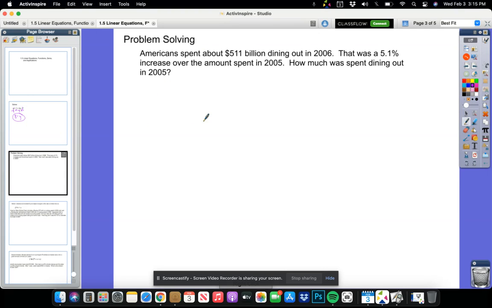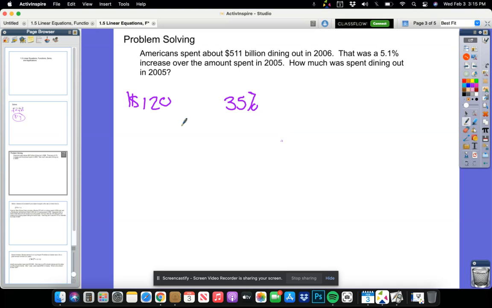So for example here, the Americans spent a total of $511 billion dining out back in 2006. That is a 5.1% increase over the amount in 2005. How much did we spend back in 2005? So with percentage problems, just think about it this way. There's a pair of shoes that costs $120. Let's start with the shoes right now. Now, it's at 35% off, okay? How much would it cost now?